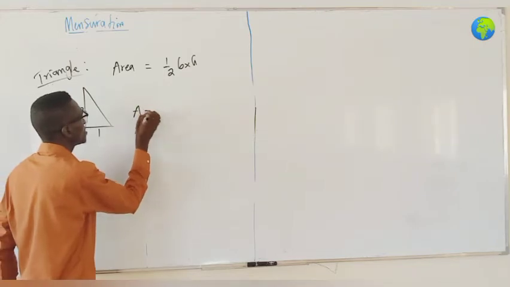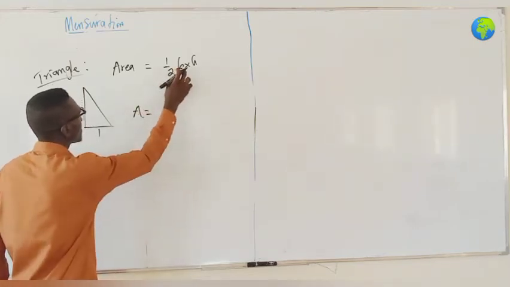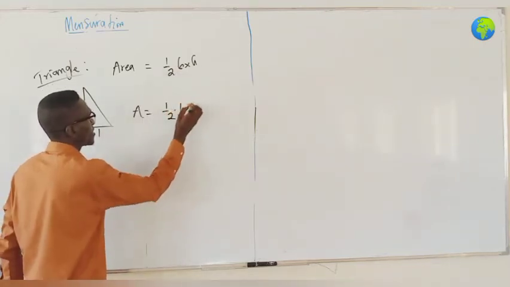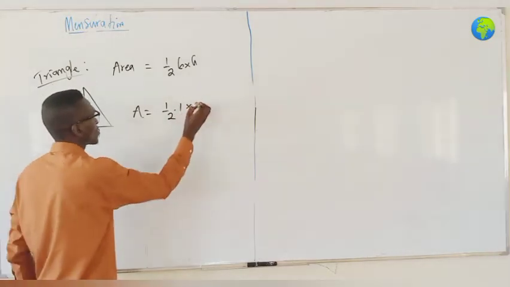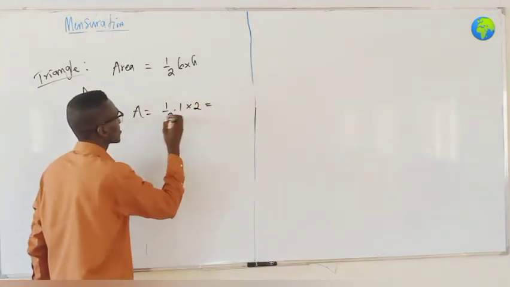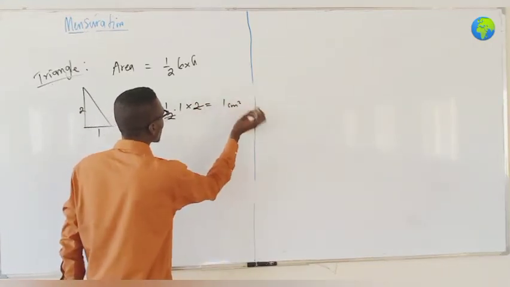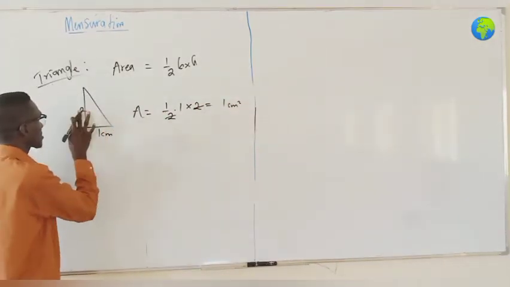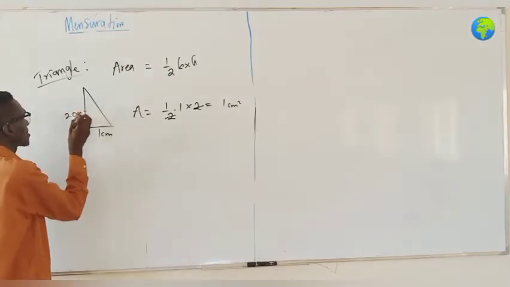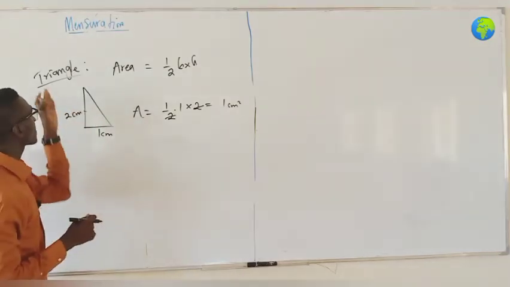The area is going to be, like we said, 1 over 2. What is the base? The base is just 1. So 1 times, what's the height? The height is 2. So the area of this very triangle, 2 will cancel 2. This is going to be 1 centimeter square. Sorry, I didn't insert the unit. This is 2 centimeter. So this is just the area of this triangle.